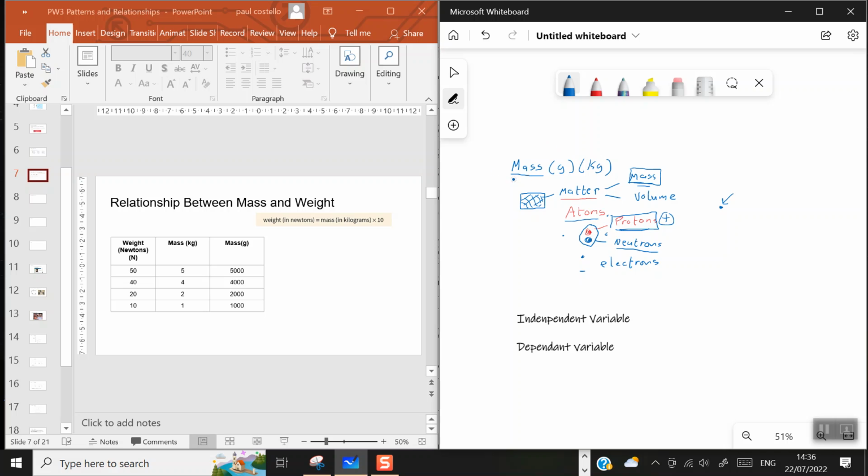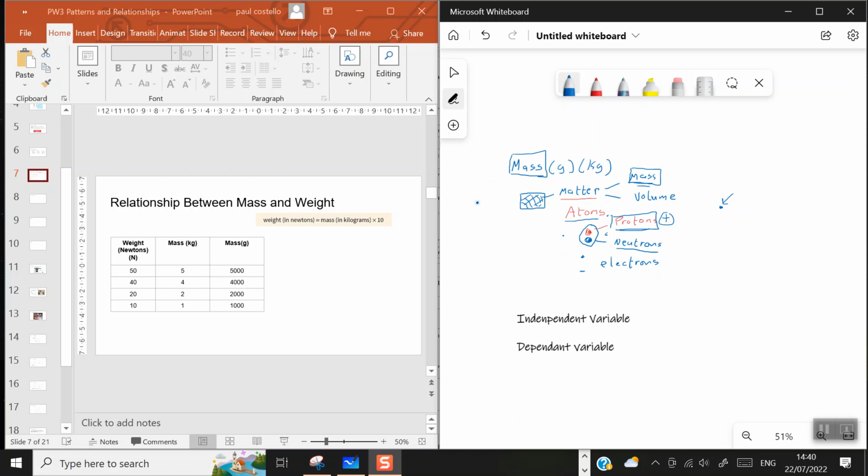What I'm trying to get across is that mass, which is measured in grams, is how much matter is in an object, or another way to think about it, how many protons and neutrons are present in the atoms. So that's where matter is coming from. When we talk about mass, that's what we're actually measuring: the number of atoms in it.